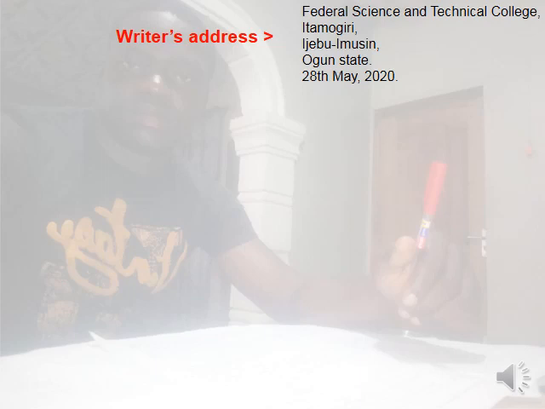That first comma there should not be omitted. Then Itamogiri, followed by another comma. Ijebu-Imoshin, another comma. Ogun State, full stop. Then the date: 28 May, comma, 2020, full stop. So that is how the address should be written.